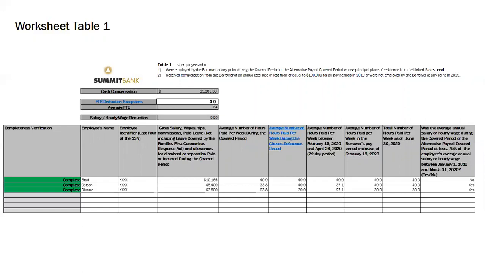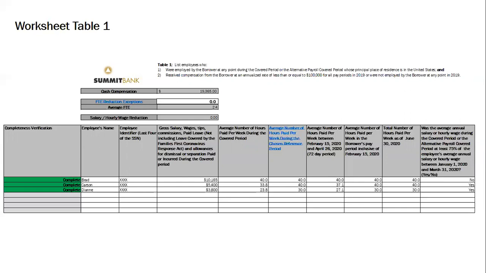So all of our employees who make less than $100,000 are on this worksheet. We have Brad, Carson, and Diane. We've got their gross salaries, the average number of hours worked for the various reference periods. And then this last column says, was the average annual salary or hourly wage during the covered period or the alternative covered period at least 75% of the employee's average annual salary or wage between January 1st, 2020 and March 31st, 2020. For Brad, that answer is no.